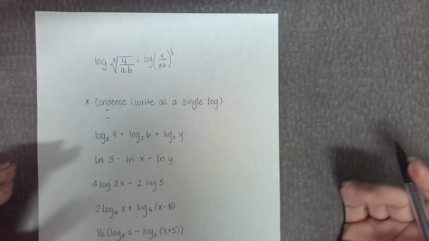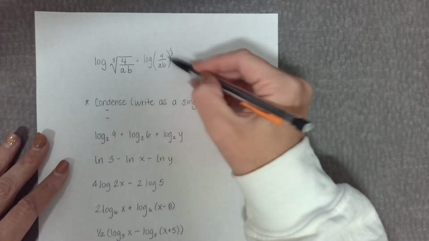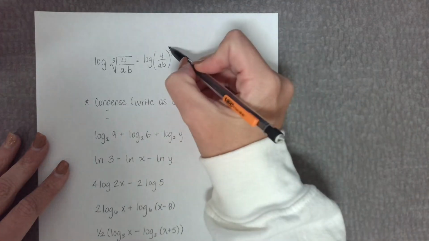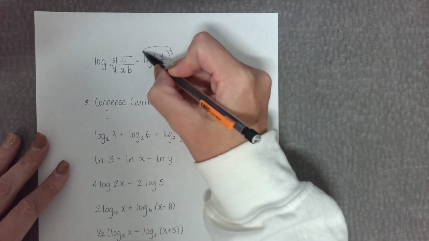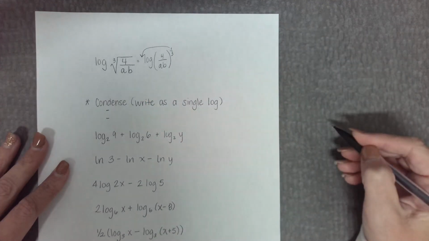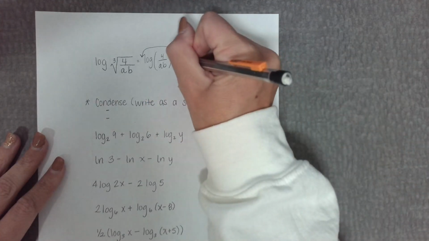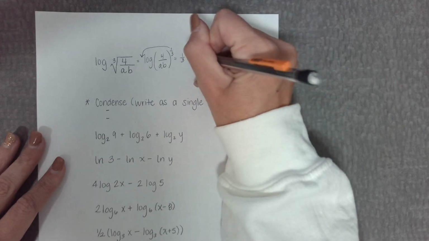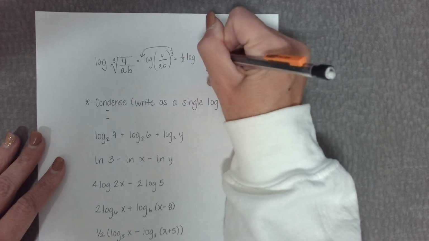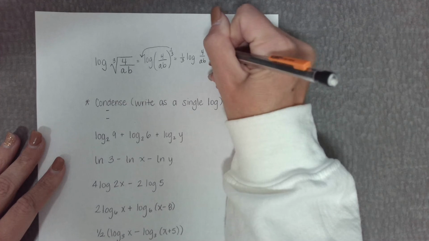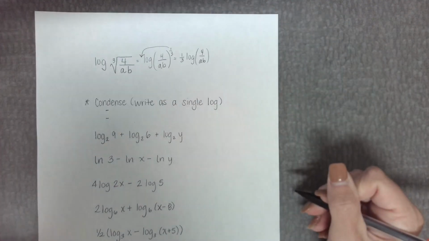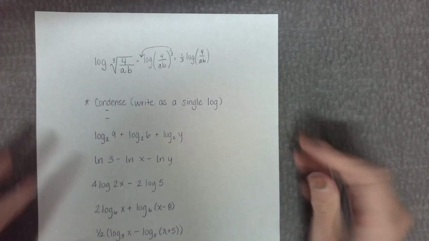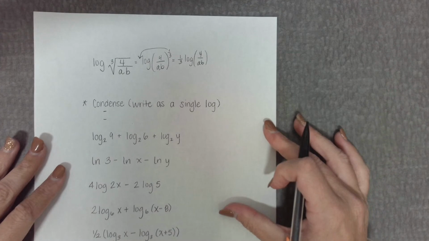So in order to do this problem correctly, instead of splitting it up first, you actually want to do the power first to get rid of those parentheses. This is the only time you reverse that order. Bring the 1/3 down. And so you'll have 1/3 log of 4 over AB. And then once you get that 1/3 off, now you can split your argument up.